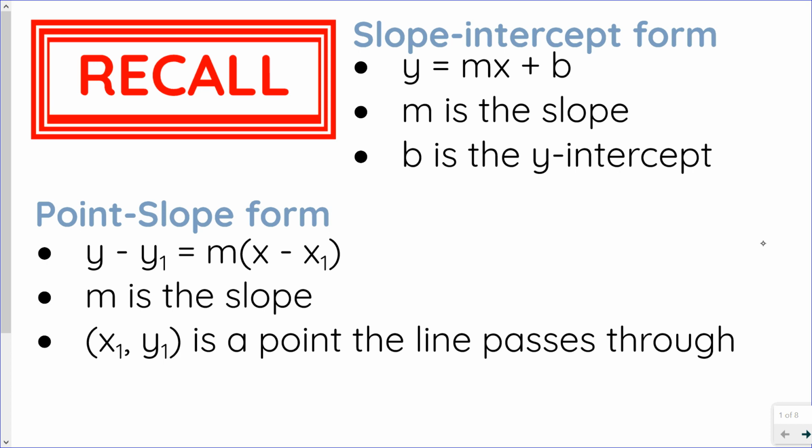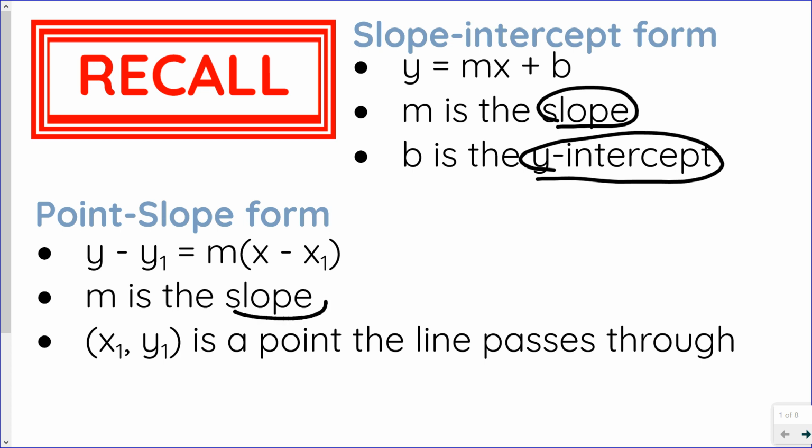Before we get into that, I just want to refresh your memory on the two forms we've already done in our past videos. First is slope-intercept form, called that because you plug in the slope and the y-intercept. Y equals mx plus b. Point slope form, y minus y1 equals m times x minus x1, called that because you plug in the slope and a point that it passes through. So we've already dealt with those two types.